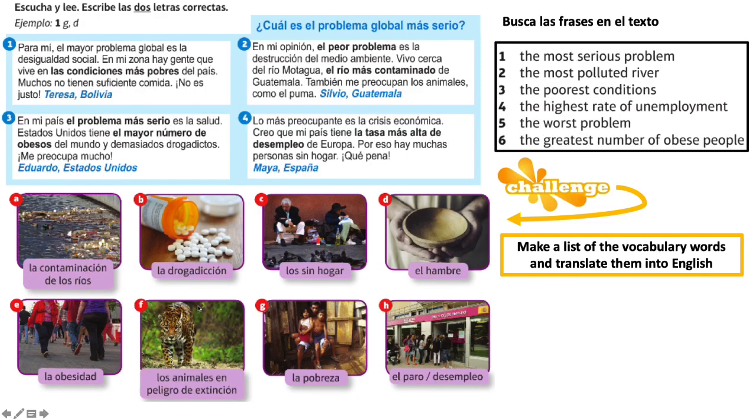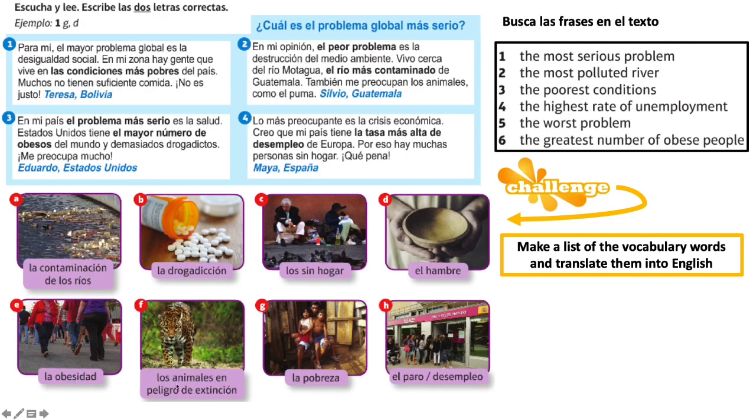Now, it's the time for you to write down the meaning. If you go to Module 8, you can find them. So very quickly, do that. I'm going to tell you what they mean, but before I tell you, just pause it and look for the meaning yourself. So, contaminación de los ríos is the pollution of rivers. Drogadicción, drug addiction. Los sin hogar, homeless. El hambre, the hunger.